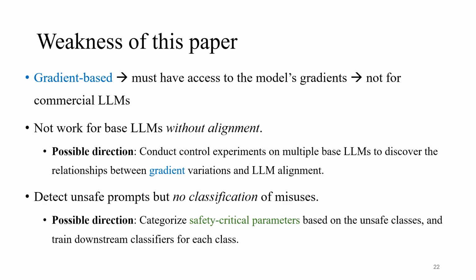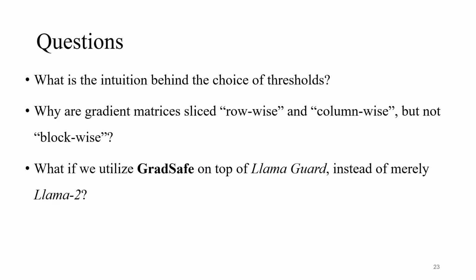To sum up, we list three questions regarding this paper. What is the intuition behind the choices of thresholds? Why are gradient matrices sliced row-wise and column-wise, but not block-wise? What if we utilize GradSafe on top of LlamaGuard, instead of merely Llama 2?